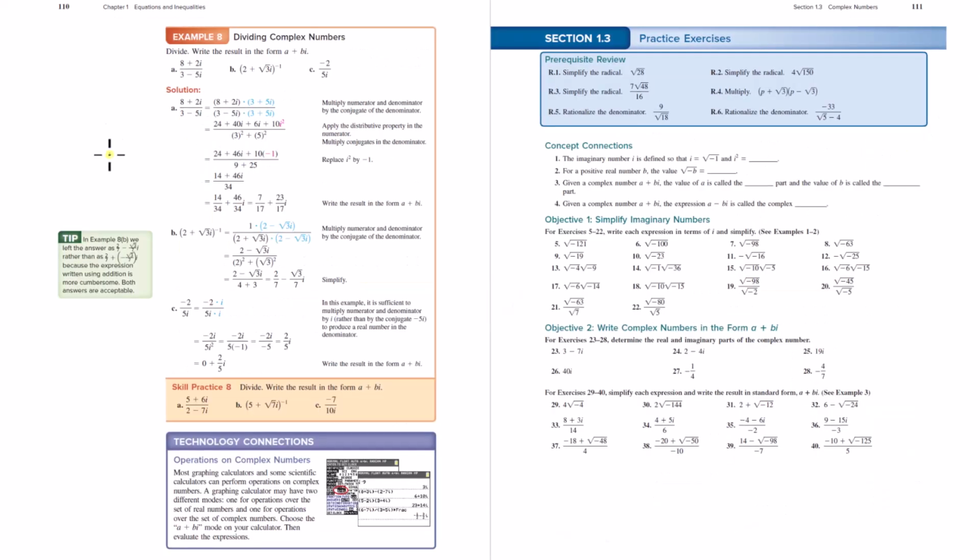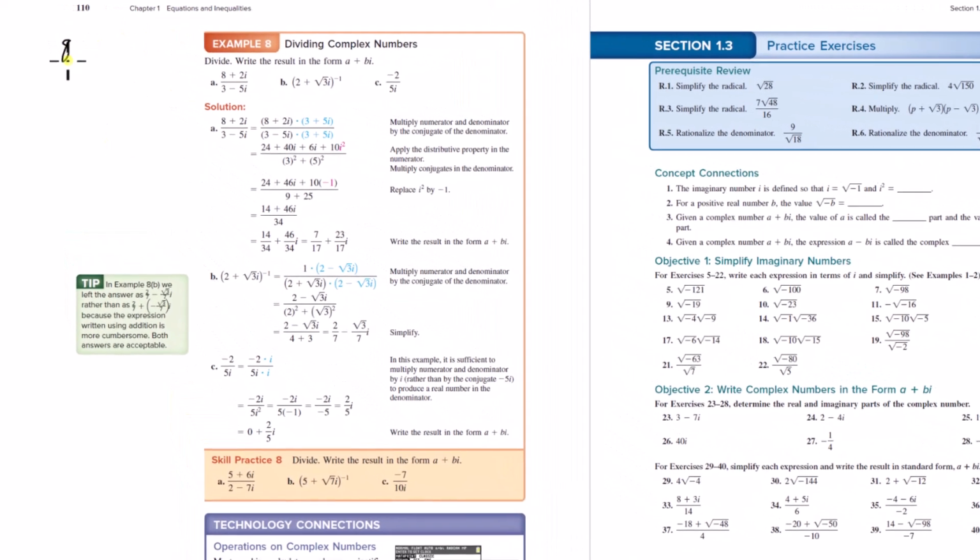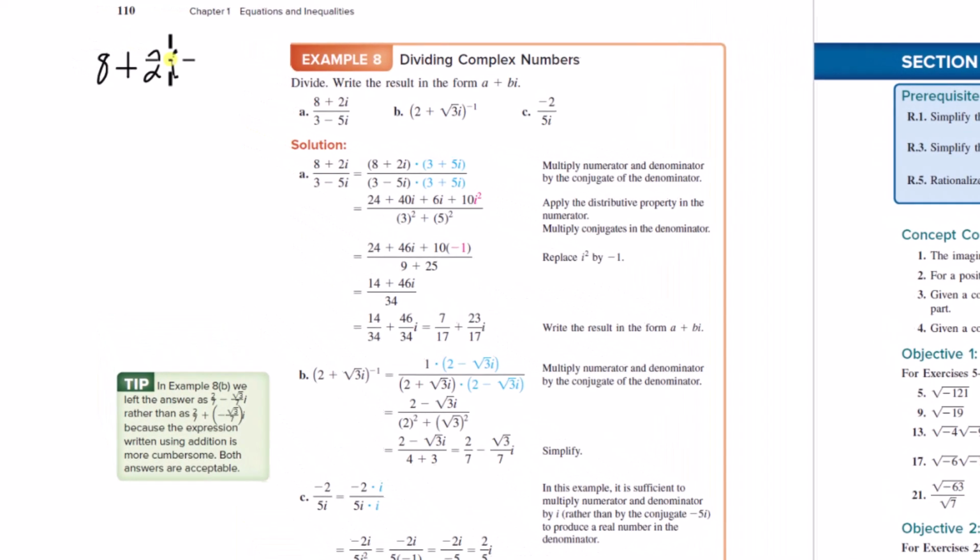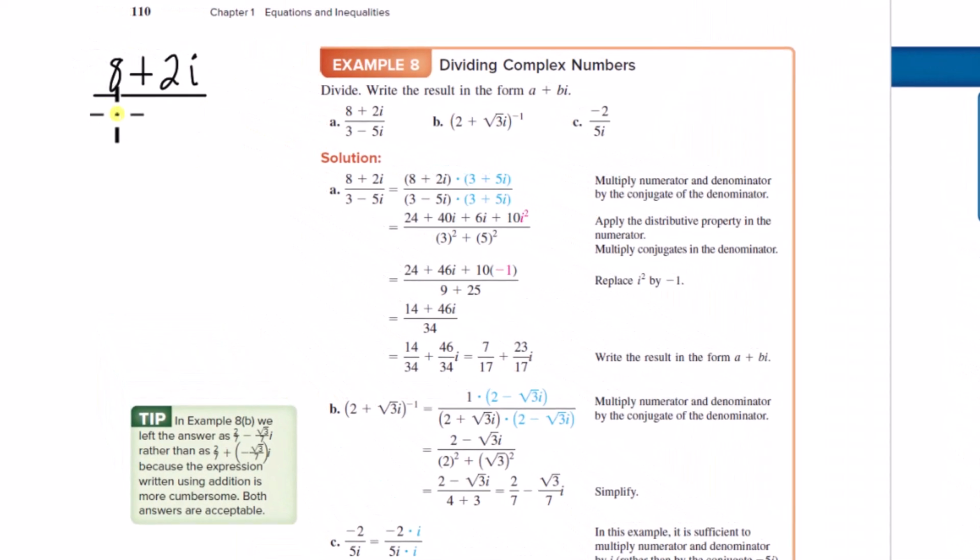So how could we divide the complex number 8 plus 2i by the complex number 3 minus 5i? Well, let's multiply by 1 in the form of the complex conjugate of the denominator. Now, why do we want to do this? Because in the denominator, you're going to get 9 plus 25, which is 34, right?